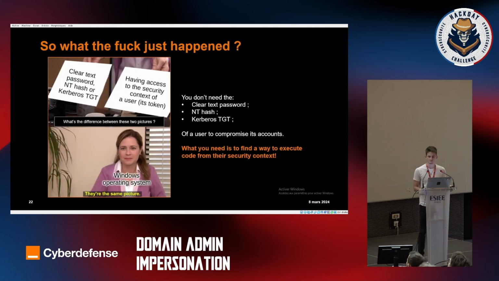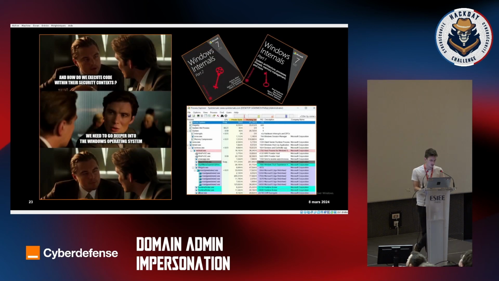Yeah, well, we'll break it. Our fault. But the idea is you don't need the clear text password of the guy. You don't need the hash. What you need is to find ways of executing code from their security context using their tokens. And as I told you, I will show you a few ways. The second thing you need to know is that in order to do so, you will have to dig into the Windows internals. And that is a pain in the ass, to be honest, but it's quite interesting as well.